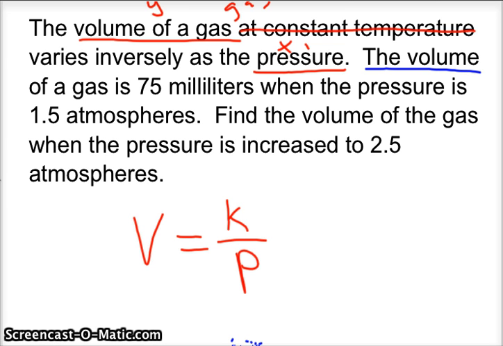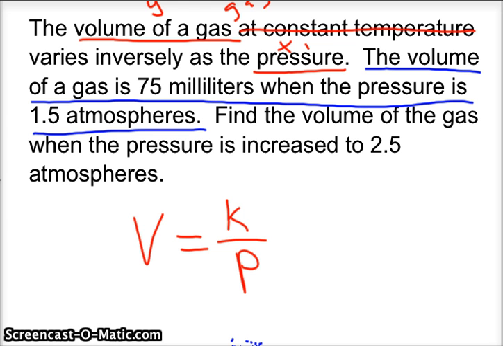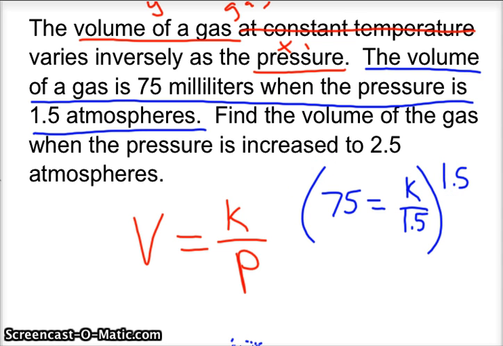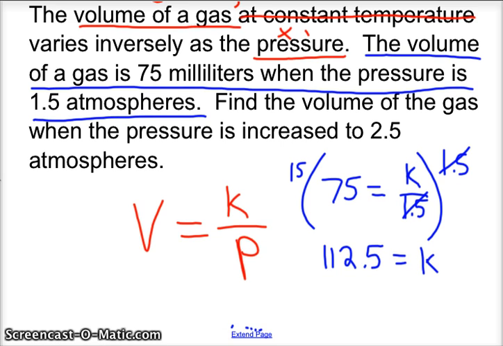The next sentence on these types of problems will be the information you need to find K. So the volume of a gas is 75 milliliters, so 75 equals K over your 1.5 atmospheres for pressure. To solve this, you multiply both sides by 1.5. So 1.5 times 75 is 112.5, and 1.5 divided by 1.5 is 1, so that's K. So we found our constant.